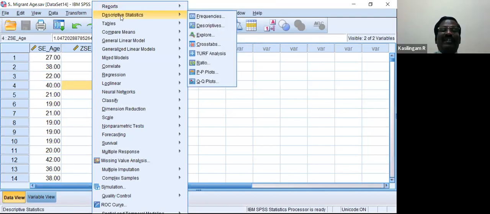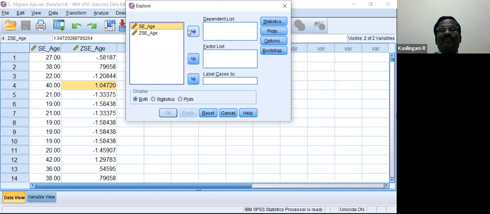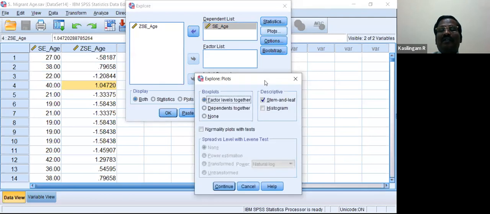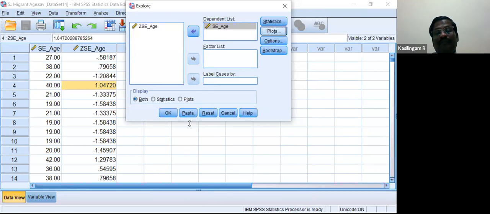Okay, I have taken my current age, madam. Explore, age. So plots. I am clicking normality plots with the test. The test is also there, I have not given the test yet. That test also I will tell.